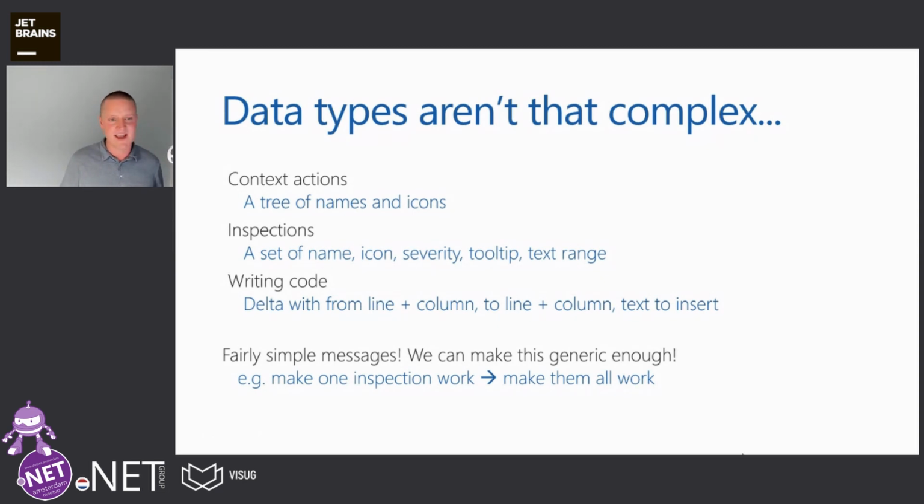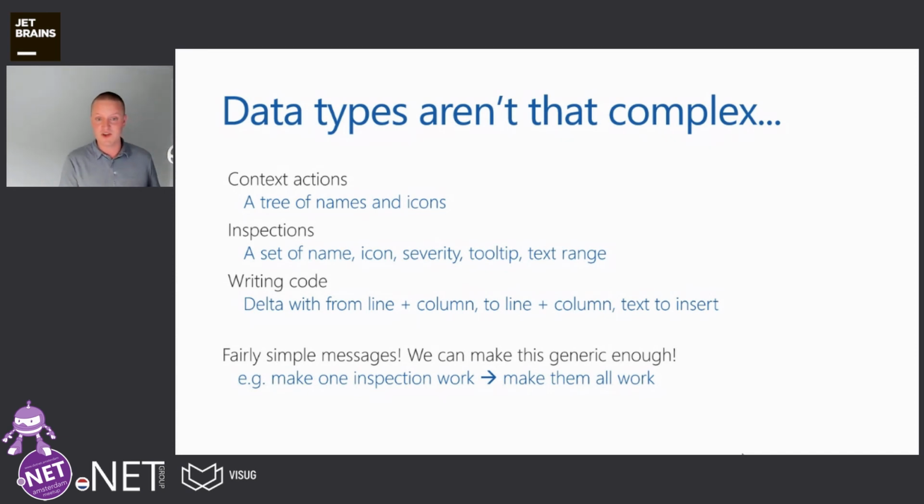If you think about context actions where you Alt-Enter, you see this light bulb, and you want to provide a list of actions that you can do in the editor, basically, you could represent those context actions as a tree of just names and icons. Same thing with inspections. If you see those squiggly lines in the editor, what you can do is pass a set of names, icons, a severity, whether it's a warning or really severe error, maybe a tooltip, as well as the position in documents. That would be the data. You don't have to pass or remote objects into the front-end process. You can just provide that small set of data, which is the name, icon, and the tooltip. Same thing when writing code.